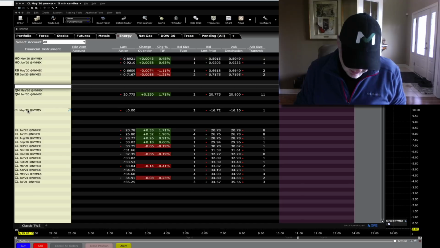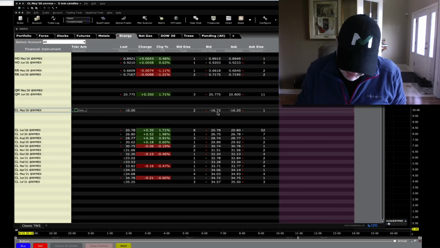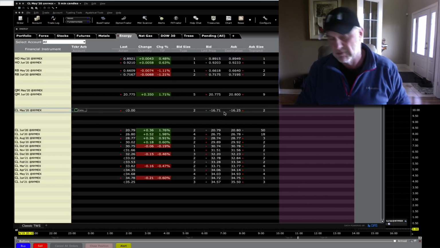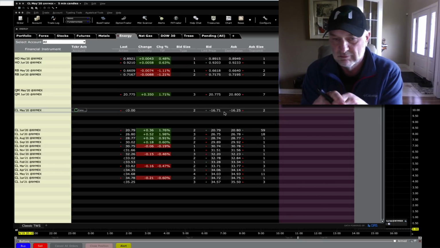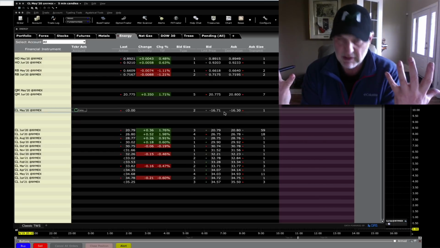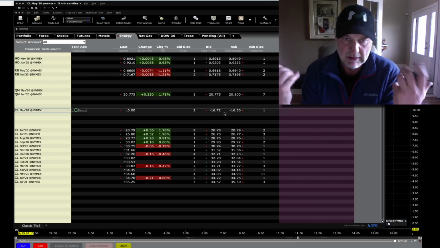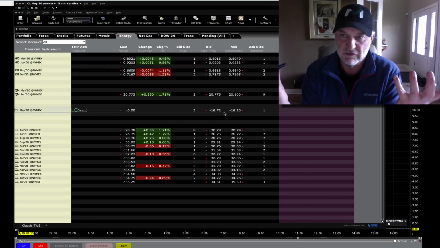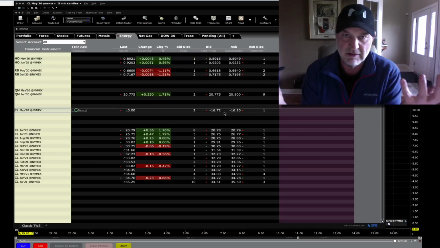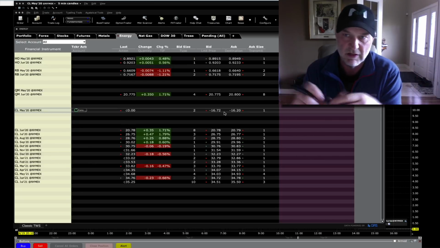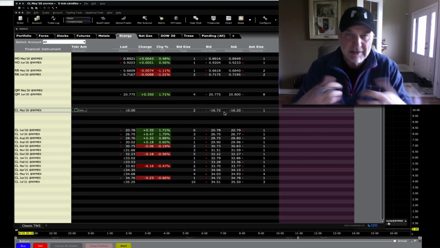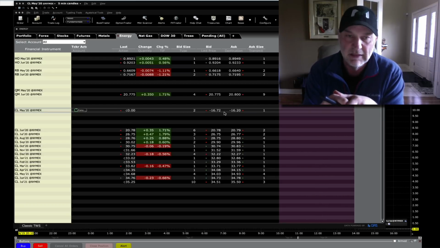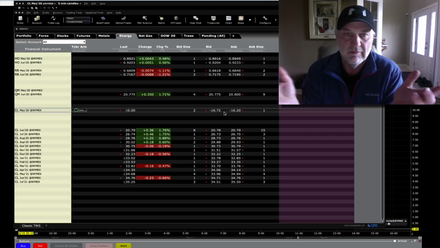So here we are. Here's the May contract. It's negative 16.72, negative 16.20. So if you were to buy this contract now, it expires tomorrow, and since it's negative 16.71, and each contract is for 1,000 barrels, you'd get $16,710 if you bought this contract. You would get $16,000 for buying it, but you would have to take delivery.